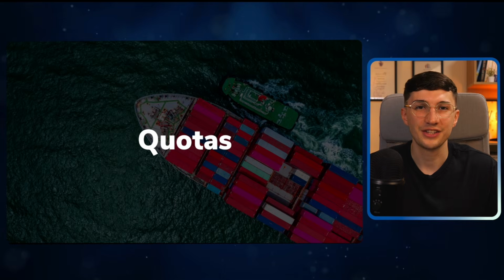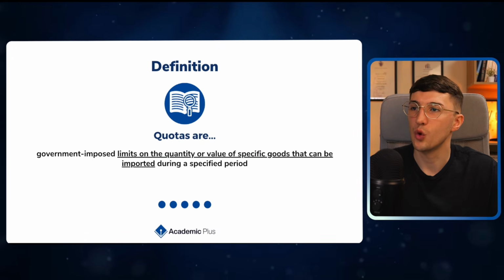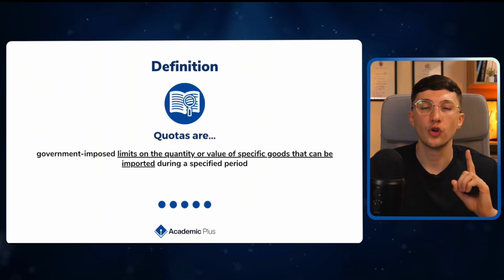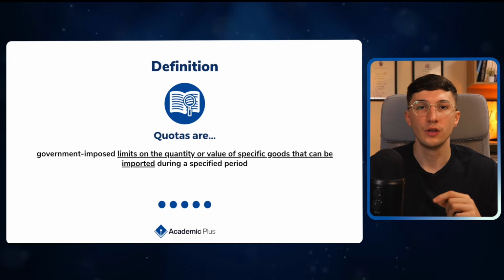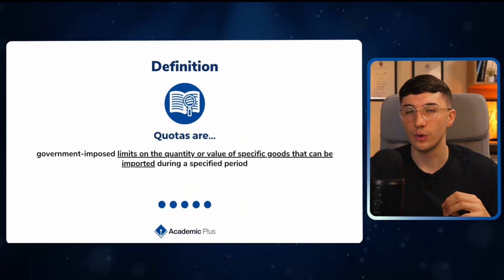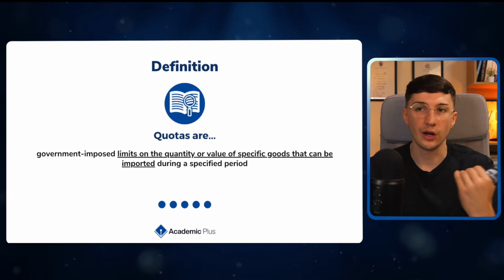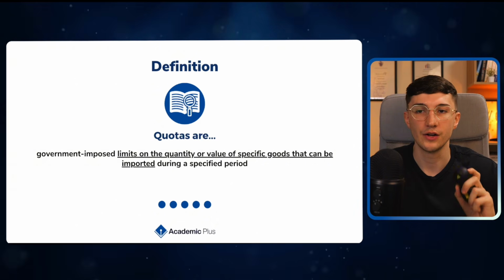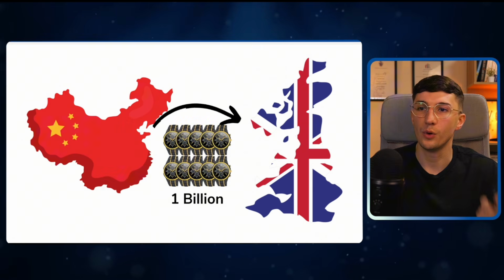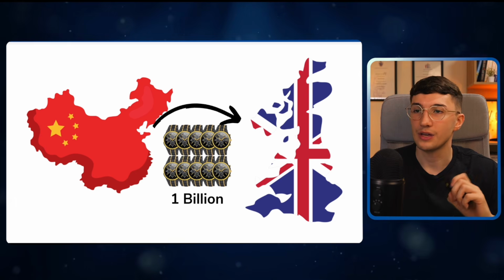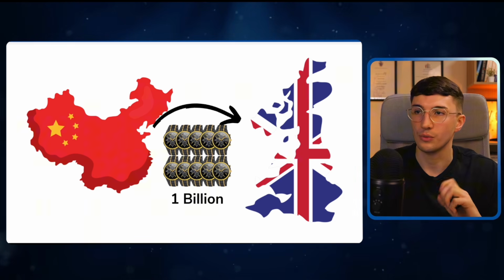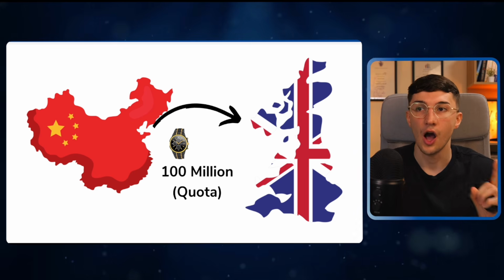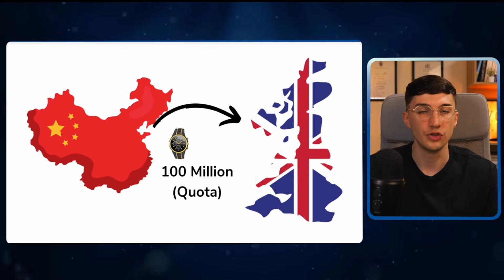The next form of protectionism that we now have is what we would call a quota. And these are government imposed limits on the quantity or the value. So either a limit on how many we're importing or the actual sales value of specific goods that can be imported during a period of time. So as an example, let's say each year the UK is importing 1 billion watches from China. Well, what the quota may say is we're going to restrict that amount down to only 100 million units.